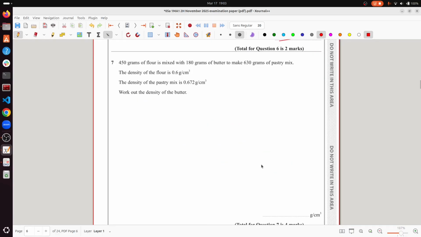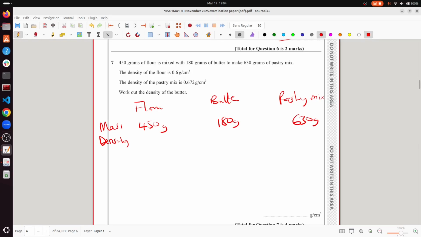Number 7 says 450 grams of flour. So flour is 450 grams. It's mixed with butter, 180 grams, to make a pastry of 630 grams. The density, this was the mass, the density of flour is 0.6 grams per cm cube. The density of the pastry is 0.672 grams per cm cube. Work out the density of the butter.